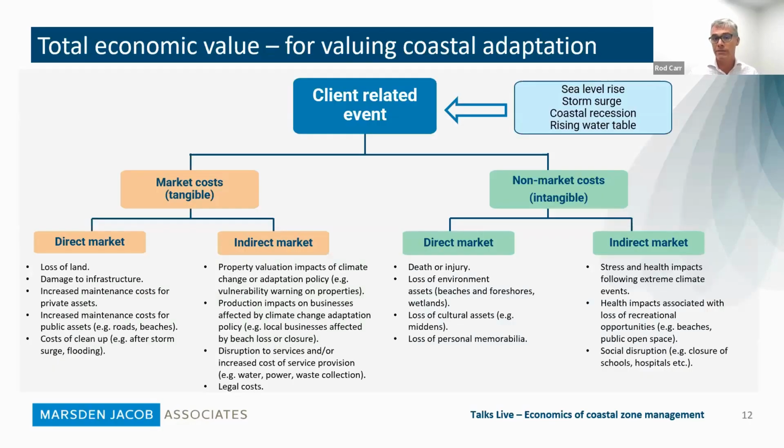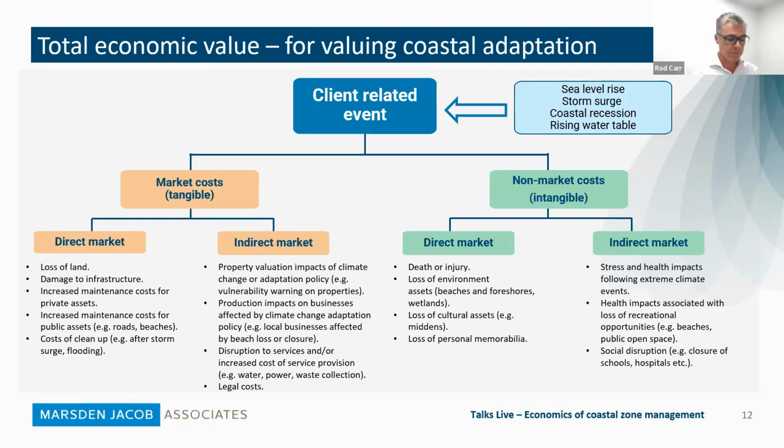Now, that's it at a high level, but the reality is when you're grappling with something like this, there's a lot of things that you need to be thinking about here. You need to be thinking about your market-related costs. So these are the things that you can value through a market measure. Things like the loss of land, damage of infrastructure, etc. Are there indirect markets as well, looking at property values or production impacts on businesses, or even disruption values? Equally, climate-related events, storm surges, coastal recession, etc., can also lead to non-market impacts occurring as well. Things that are easier to value potentially, death, injury, environmental losses and the like. But equally, there are things like the amenity impacts, the health, the stress impacts that emerge, and also the disruption impacts that can emerge.